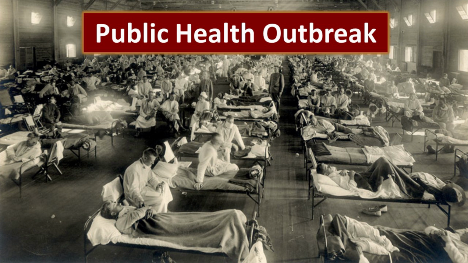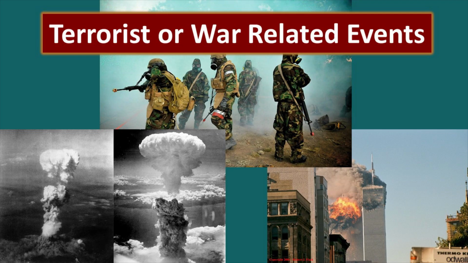So be prepared to self-quarantine and have all the supplies that you need in your own home to not go out to the store for any reason. There are also terrorist or war-related events. A lot of these things we have no control over, but we do have control over how we can prepare and protect our families. If you go to the article, you'll find some different ideas of things that you can do to mitigate your risk.